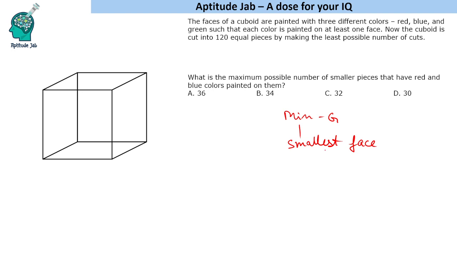What is the smallest face? The smallest face is 4 into 5. Suppose this face is 4 into 5. This face is 4 into 6, and the top face is 5 into 6. So on this one we will put green. Let us say this is green in color.